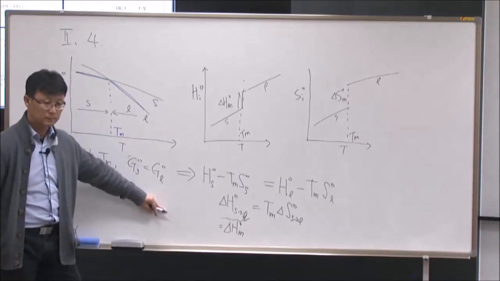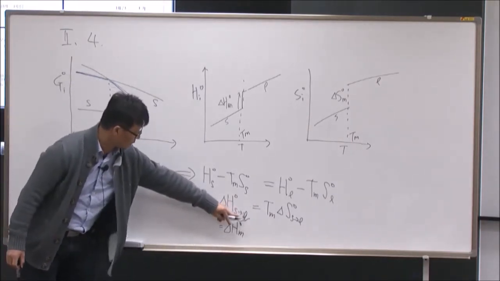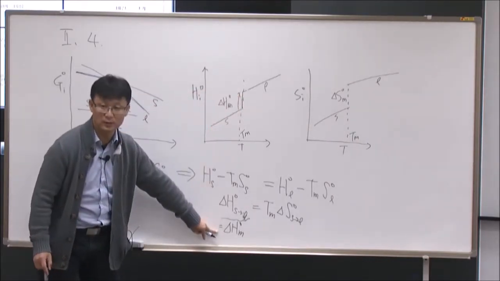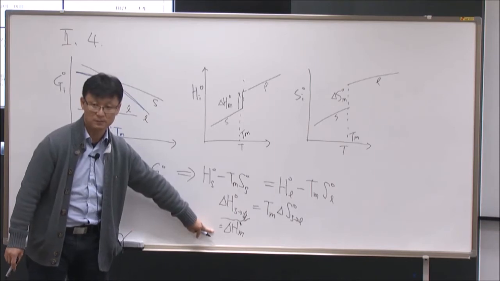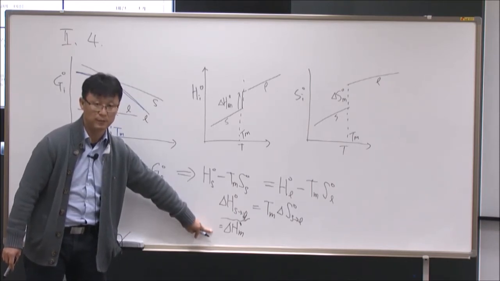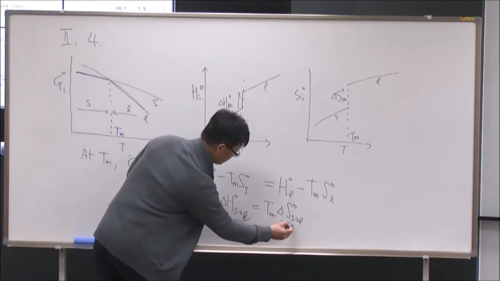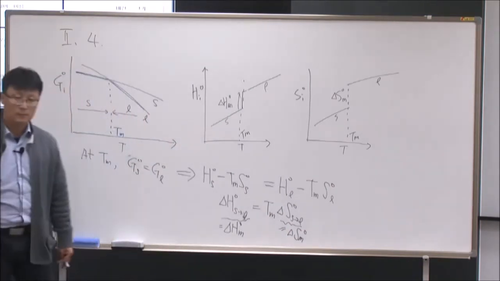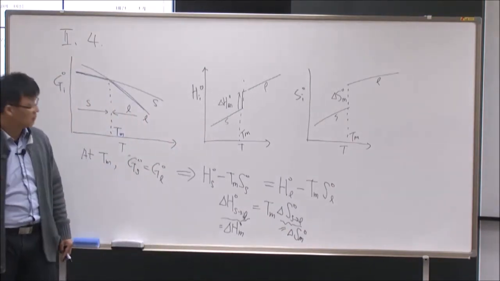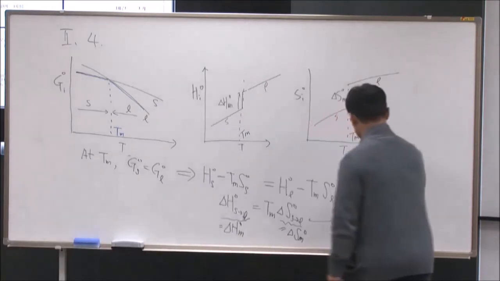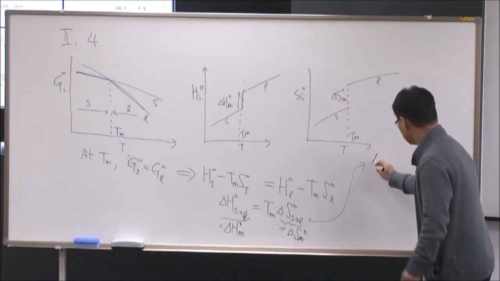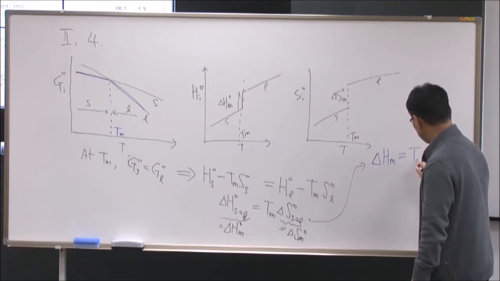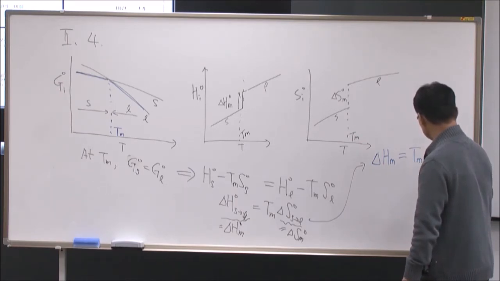And this value here is basically delta Hm. This is the enthalpy of melting, solid becoming liquid at this Tm temperature. So delta H of melting, the enthalpy of fusion, the enthalpy of melting. And this one, same thing, delta S of melting. So we can find one relationship here. This brings delta H of melting equal to Tm times delta S of melting.